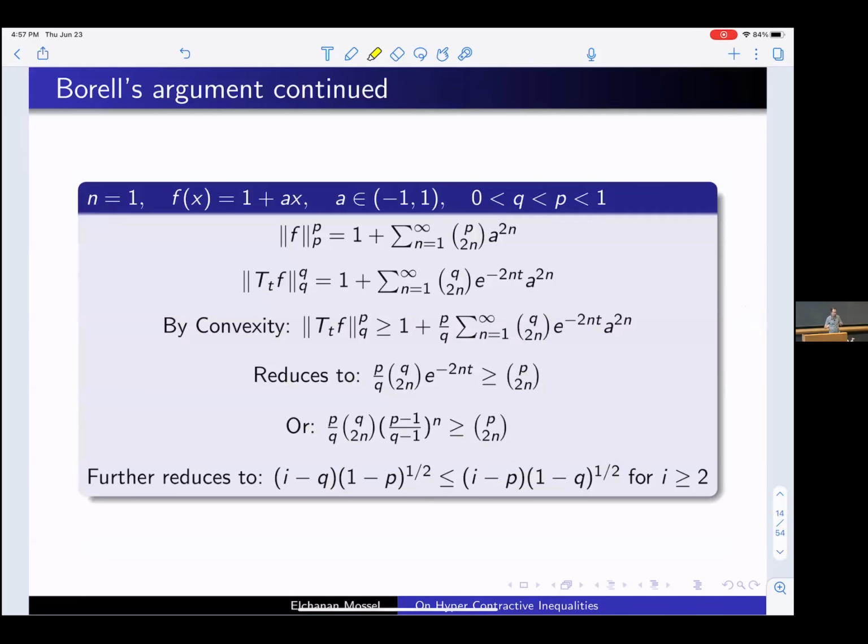I mean, you don't have to look at this slide, but this is the full proof, right? So this is the Taylor expansion. You have to work with these binomial coefficients. You have to do it, and then you get what you get.